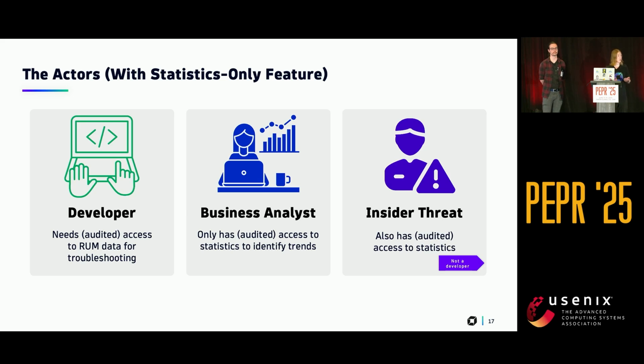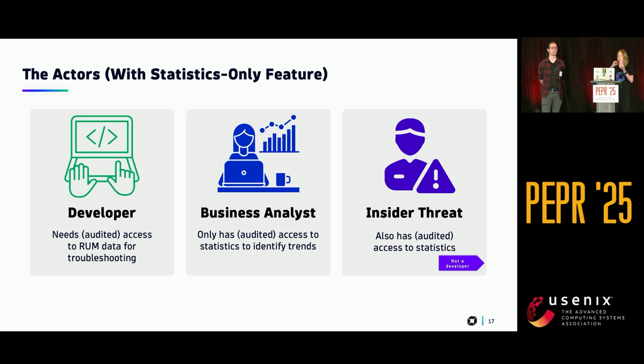And our actors in this scenario are developers who actually have a good reason to have raw access to the data. They need that for troubleshooting. Then business analysts, who are our target audience for this statistics-only feature, and our insider threat. And we can make an informed assumption here that our insider threat is not a developer, because if they are a developer of this application, then they almost certainly have an easier way to achieve their attack objectives than conducting a reconstruction attack. Maybe they have direct access to the user's database, for example.